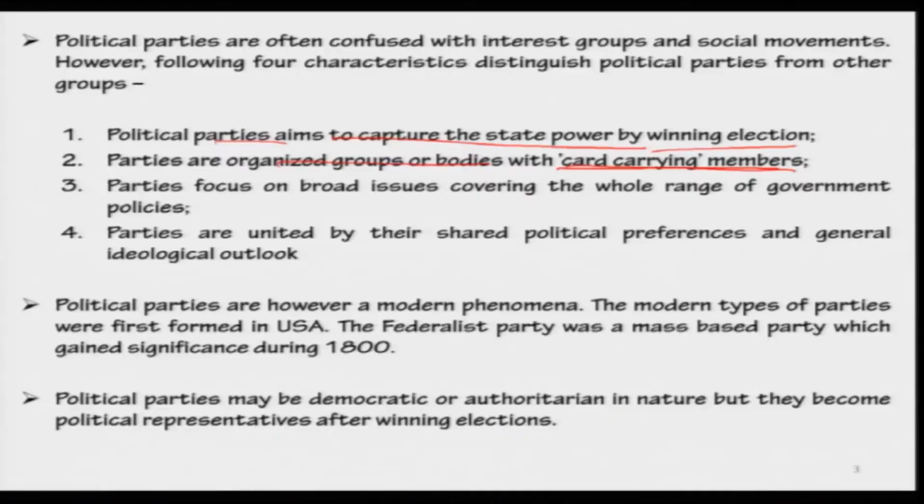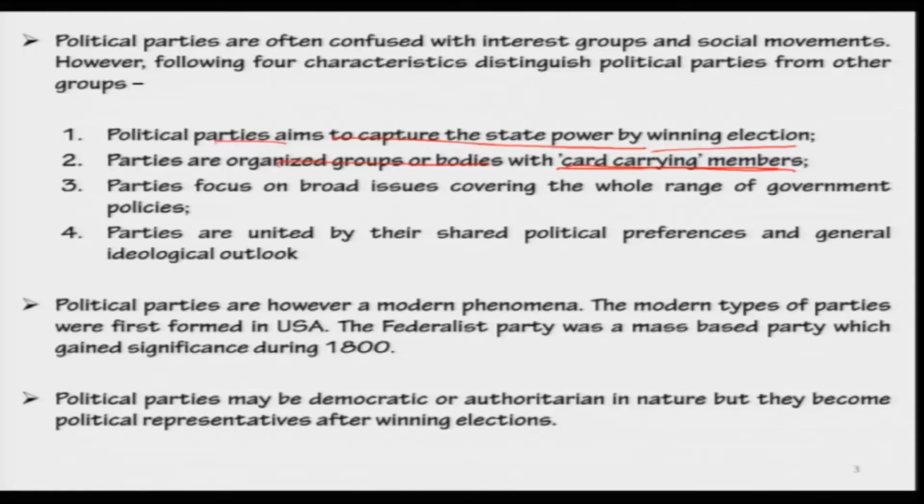Third is the party focus: not on any particular issue, or just on a particular issue. For example, particular interest groups or social movements will have very well-defined issues and demands. On the other hand, political parties will have a number of issues covering all the issues that concern government policies. So, they will not just talk about, say, economy or environment or culture or a particular decision of the government, but political parties will develop their understanding and articulation on the range of issues that concern a government.